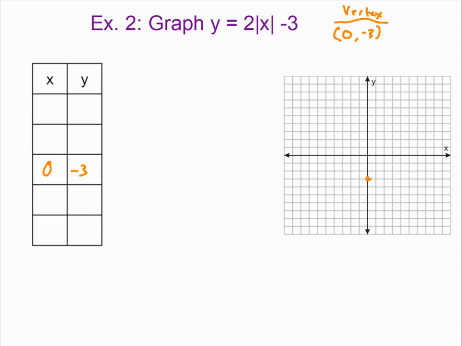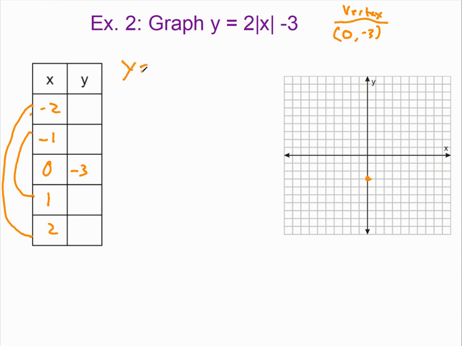And now I just need to find my other x values and y values. So I'm going to do the same thing I did before. Start at 0 and go 1 right, 1 left, 2 right, 2 left. And we know, because it's symmetrical, that these two are the same and these two are the same. I don't really want to deal with negatives, so I'm just going to do the positives down here.